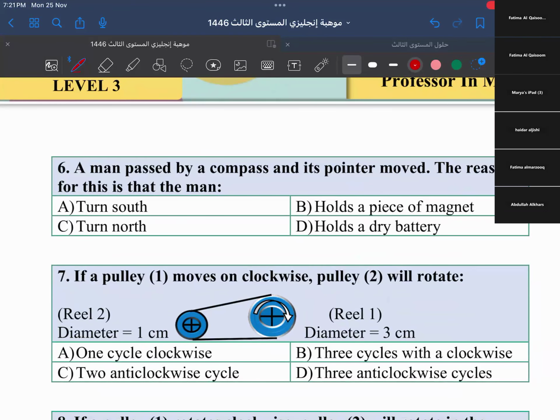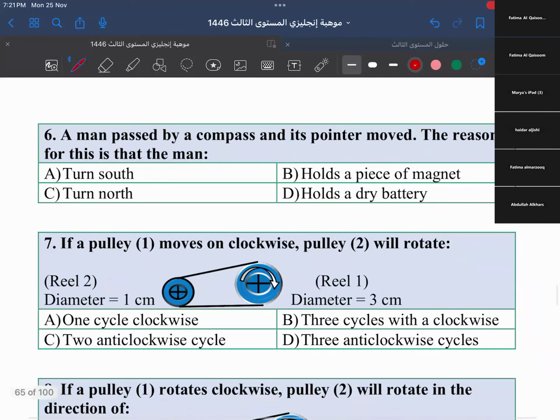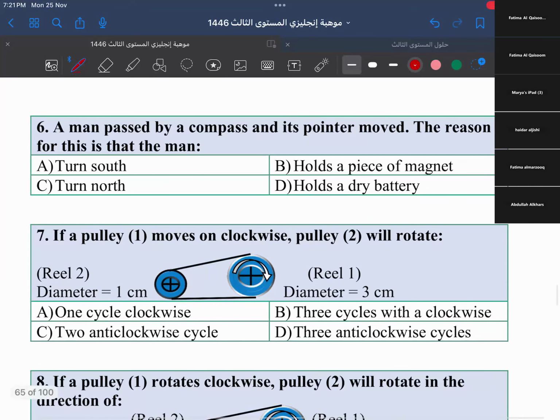Okay. Okay, let's see the next question now. Question 6. Can anyone read the question? Yes, Fatima.